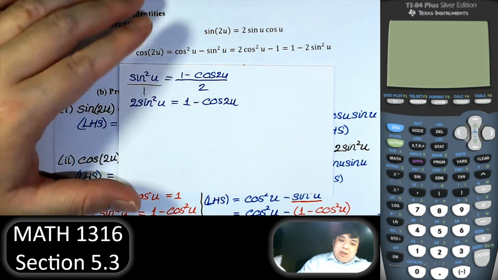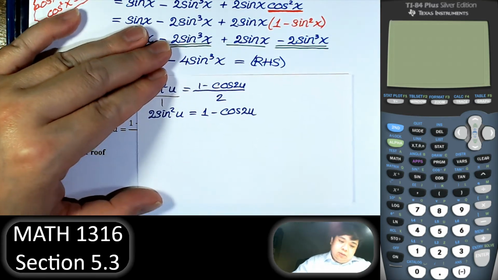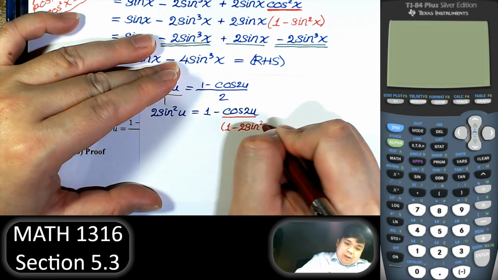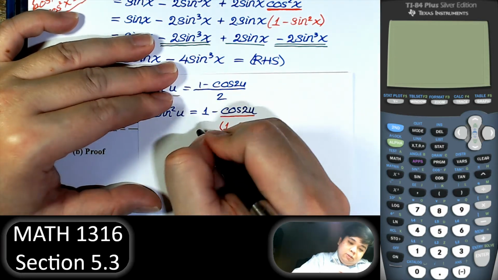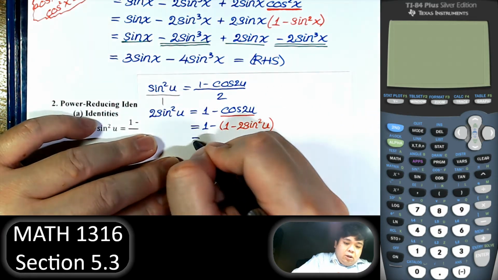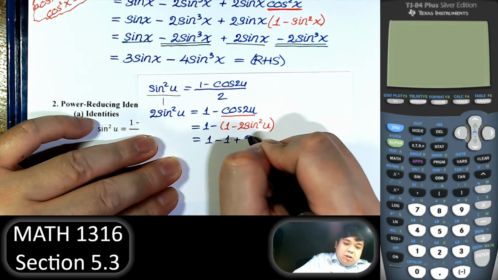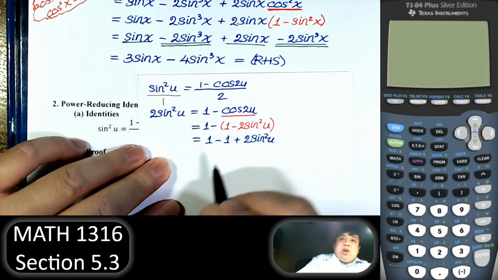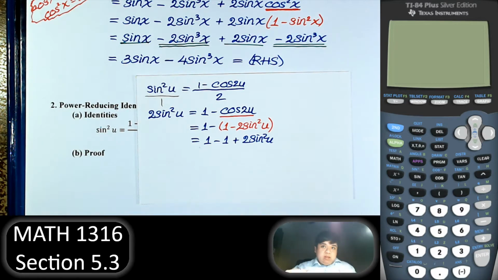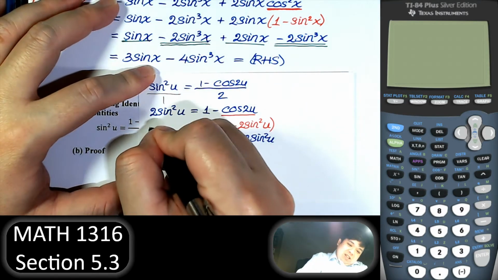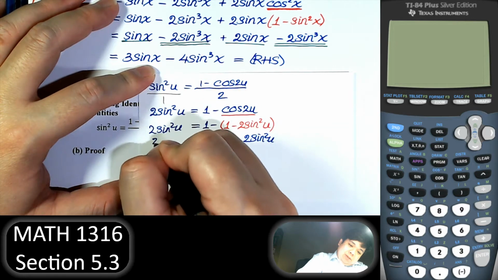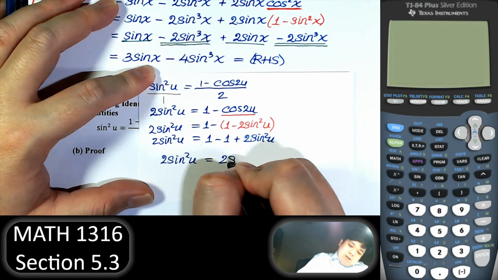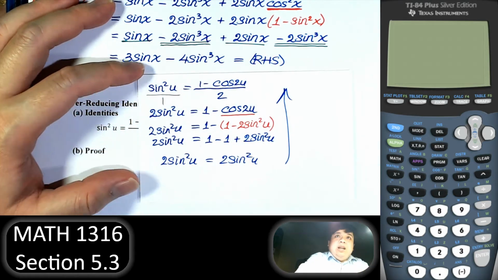Cosine of 2u, I'm going to use 1 minus 2 sine square. So it's 1 minus 1 minus minus plus. Of course 1 and 1 cancel out and 2 sine square equal to 2 sine square. So that certainly works. If you want to prove it, write everything in reverse. Just write this in reverse, and that is our proof.